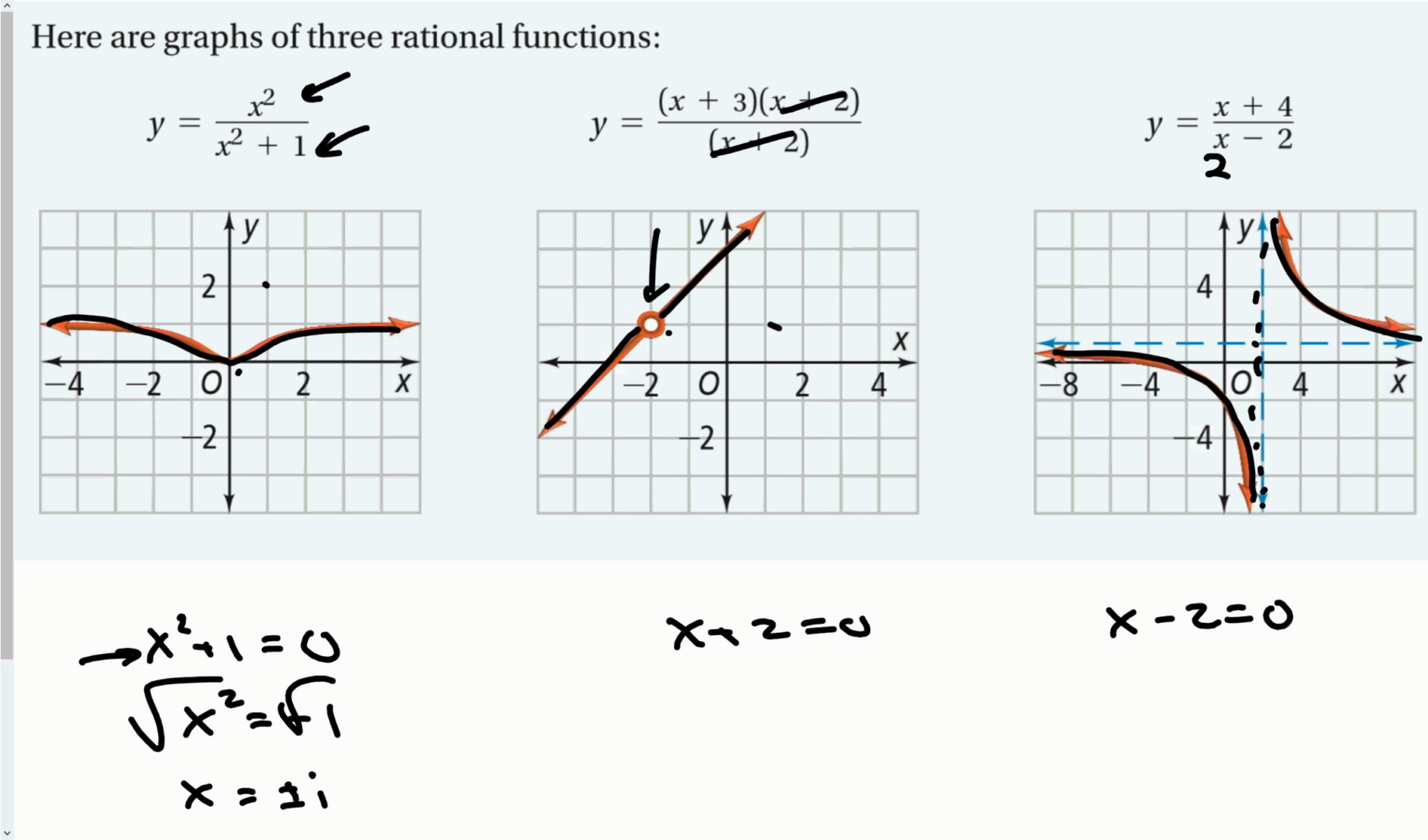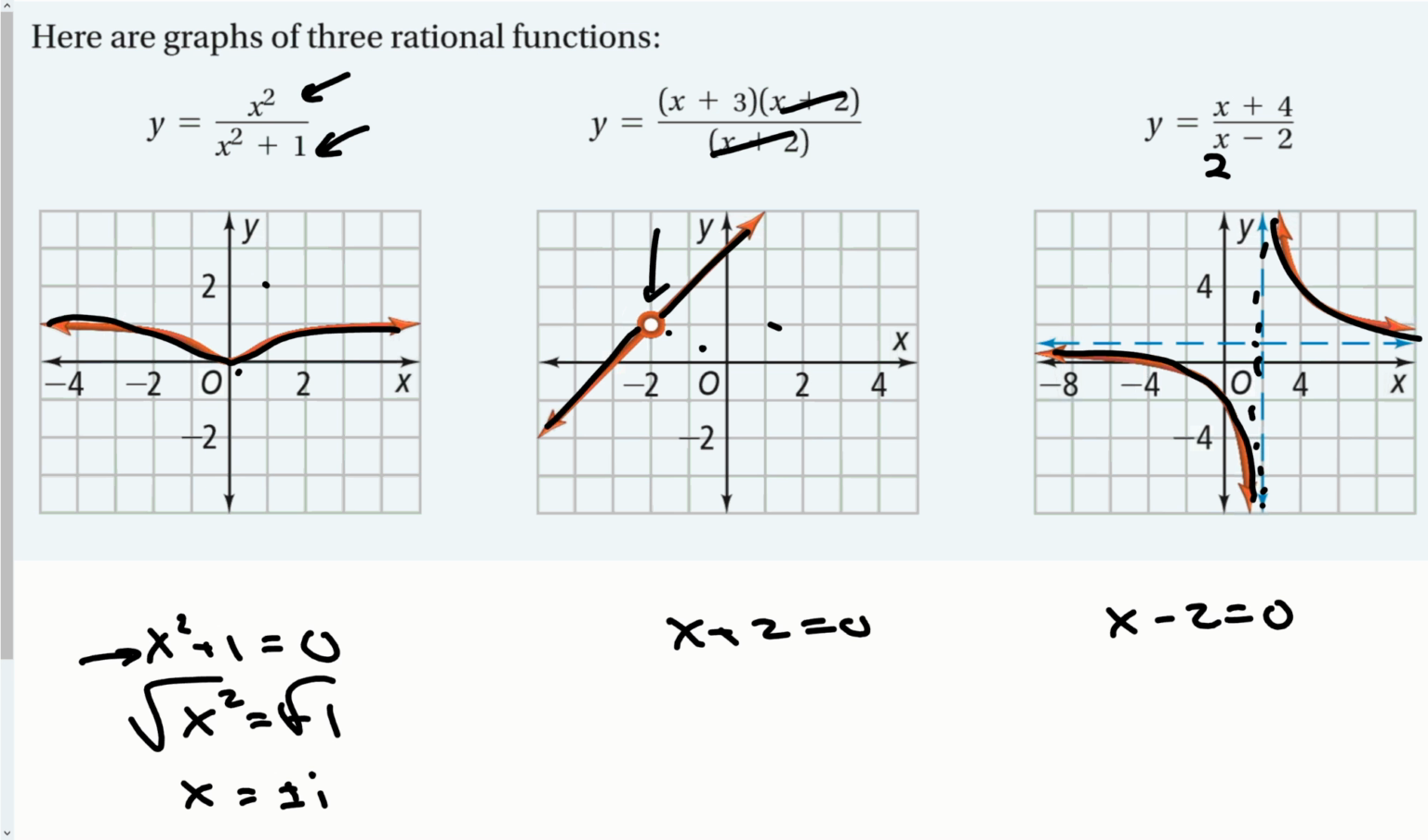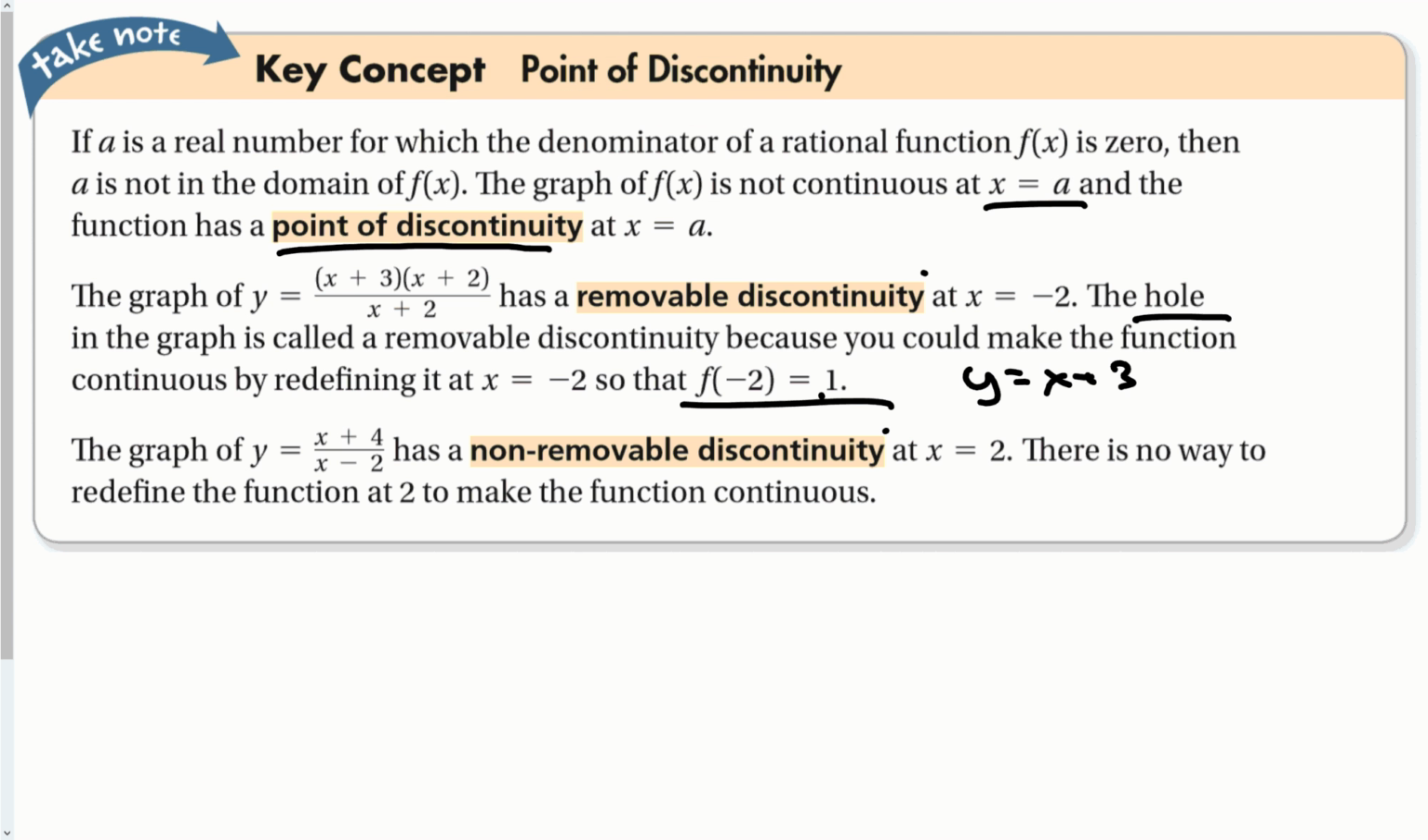So this graph, continuous. This one has a removable discontinuity, also called a hole in the function. This one has a non-removable discontinuity, also called a vertical asymptote. Okay? Or also called an infinite discontinuity, because this side and this side both go straight up and down to infinity.